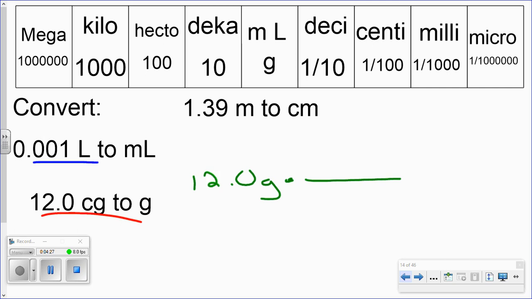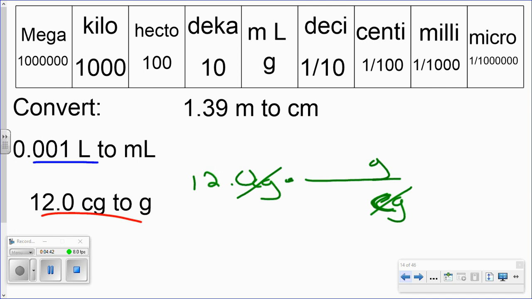Whoopsie, that was centigrams. I'll tuck that in there. We're trying to get grams, so we're trying to get rid of centigrams. Again, match them up: centigrams here, centigrams down here. That will cancel. That's not an E, that's a C. And then grams on top.